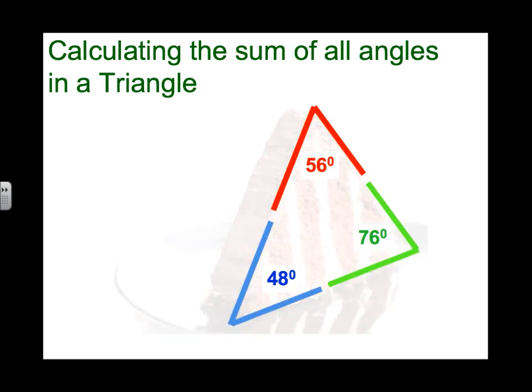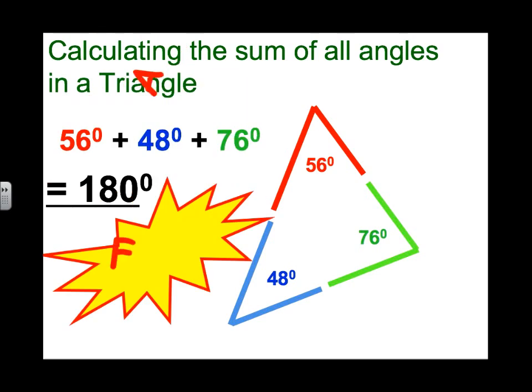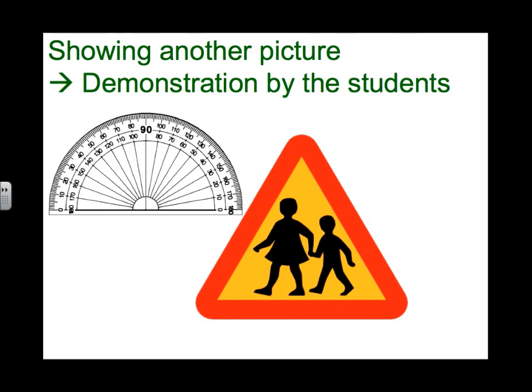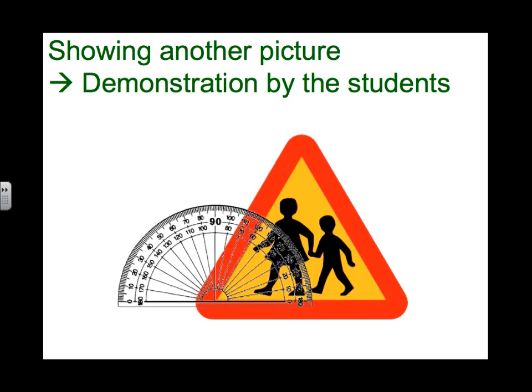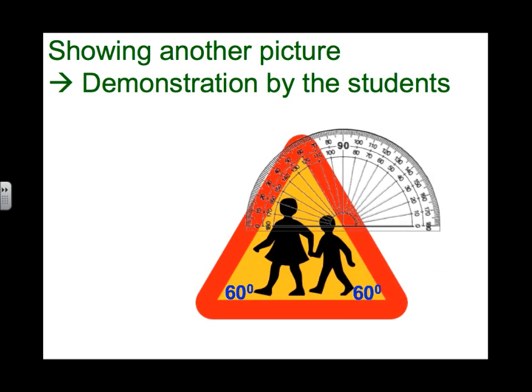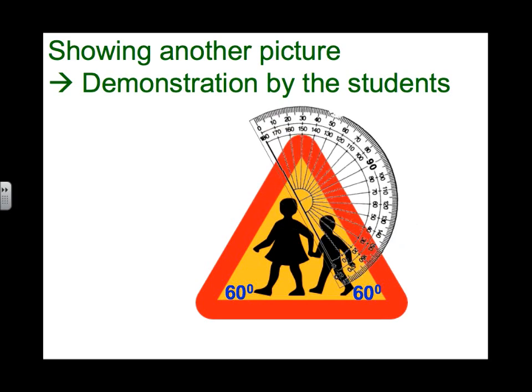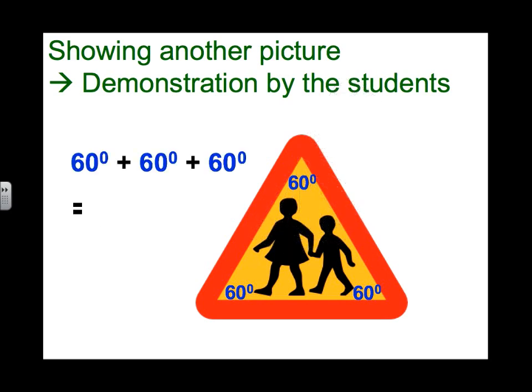Then the teacher will ask students to calculate the sum of all angles in a triangle, which must be equal to 180 degrees. Next, the teacher will show another picture, and this step will be demonstrated by the student to repeat the simulation that has been shown in the previous step. And the student will be asked to calculate the sum of all angles in the triangle, which must be equal to 180 degrees.